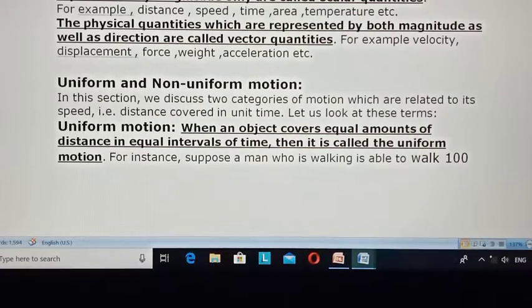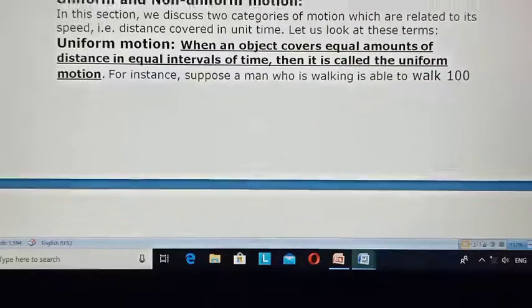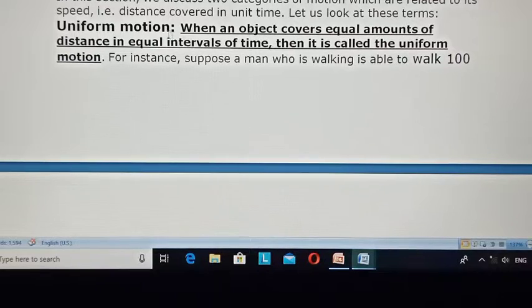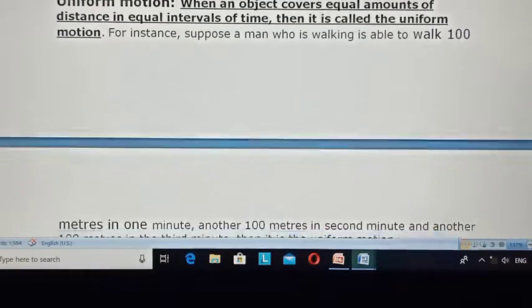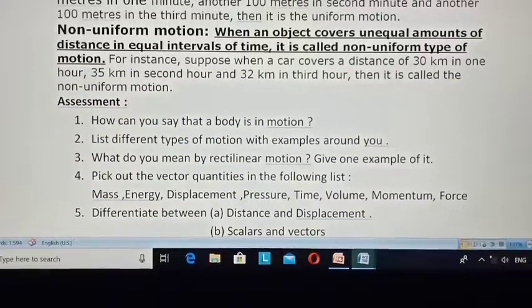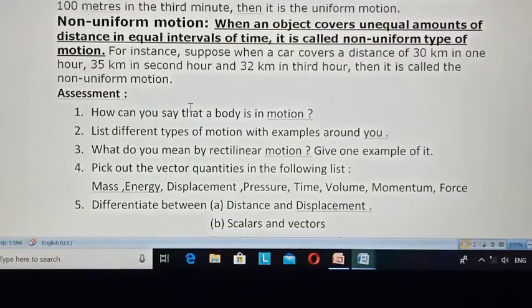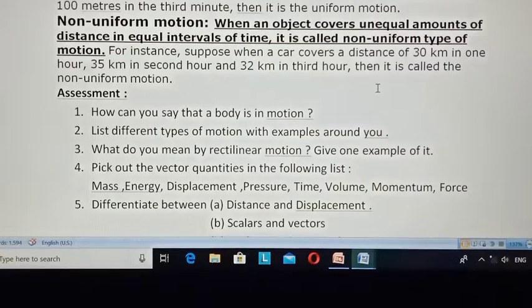Fine. So this is scalars and vectors. Next is uniform and non-uniform motion. In case of uniform motion, the body has to cover equal distances in equal intervals of time. I am giving you one example here, please go through this. And in case of non-uniform motion, the body has to cover unequal distances in equal intervals of time. In our next class, we will see how to draw a distance time graph for uniform and non-uniform motion.